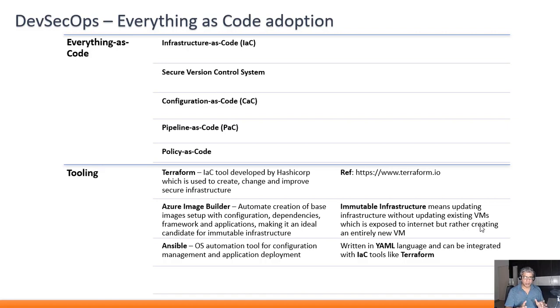The OS automation tool can be used for configuration management. For example, Ansible is one of the OS automation tools that can be used for configuration management and the application deployment. It's basically written in a declarative language, and you can use that, right? So that's what we need to move into. Everything should be as part of code. The policy, infrastructure, configuration, pipeline, everything should be as code, right?